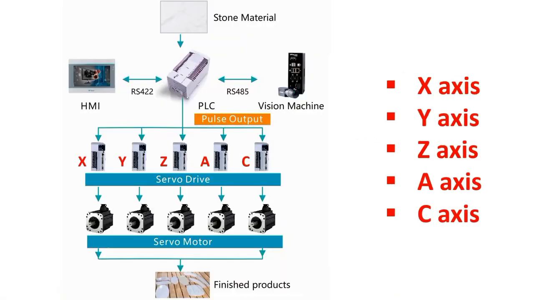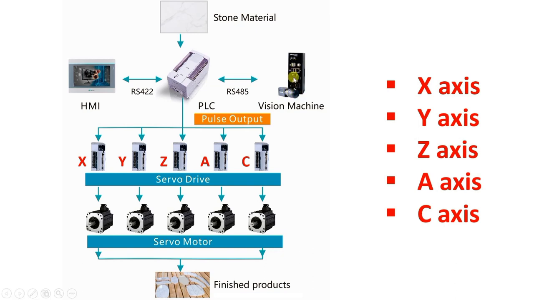So let us see that. This is the complete architecture of our project. Here you can see that we have used an IoT enabled HMI screen which is connected to our PLC through RS422 communication, and PLC and vision machine. So this machine also has, as I said earlier, the visual sensor, which can detect the current position of the cutting wheel.